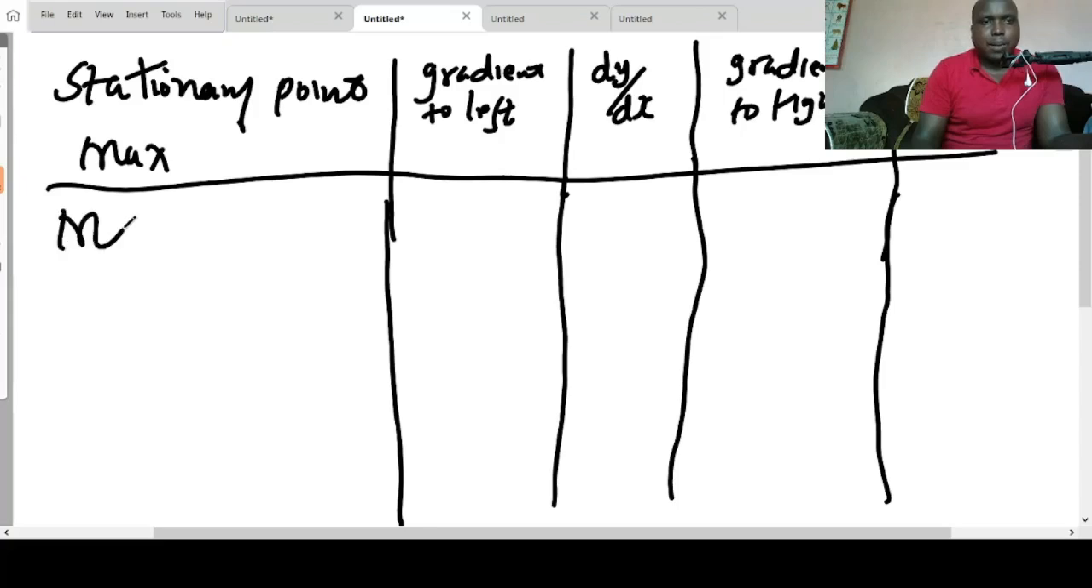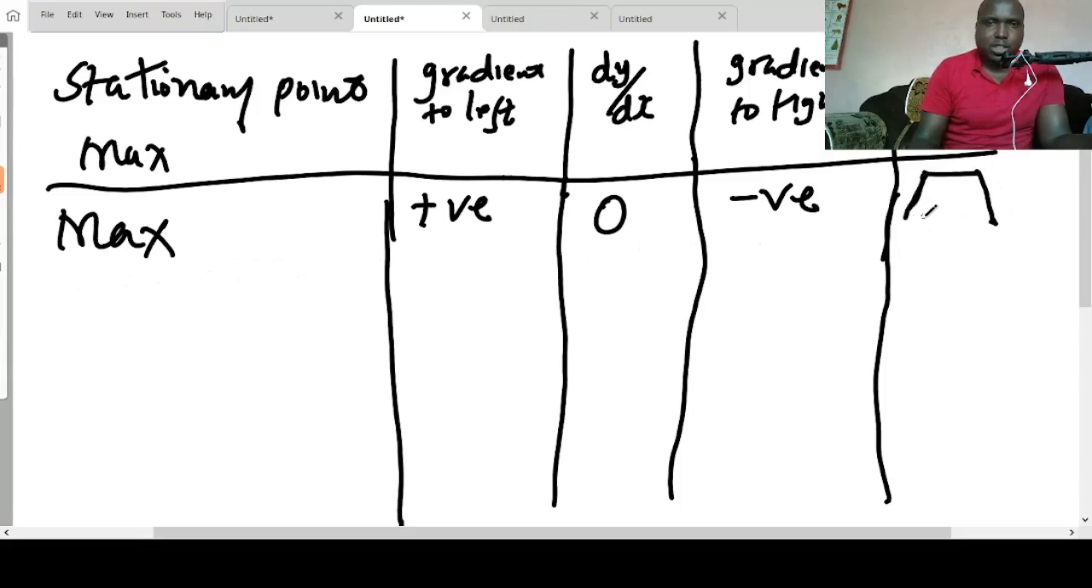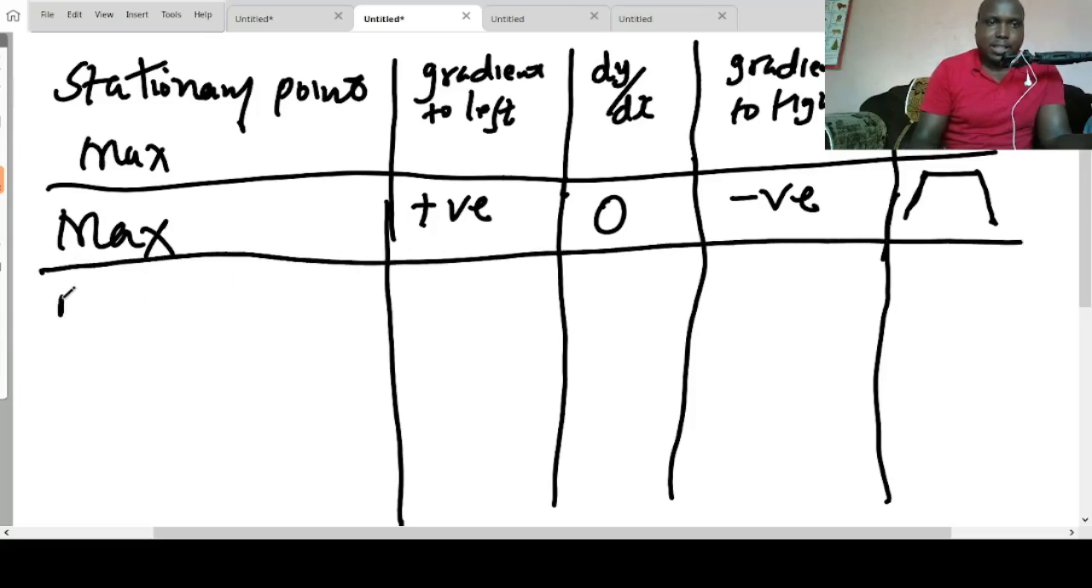So when we have the maximum point, we are starting here onto the left, we have positive. This one is a 0, this one is a negative, so we go from a point up, 0, and then down, negative. So that is the shape or the diagrammatic representation for the maximum. The turning point is on the top. That is the maximum turning point.